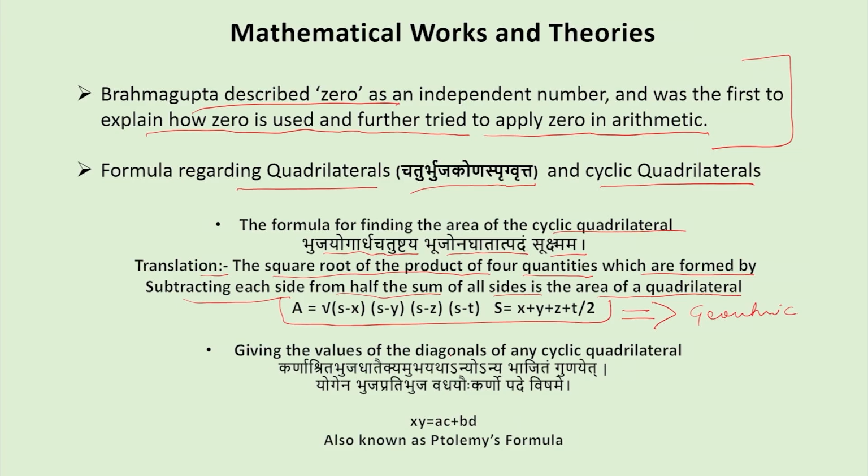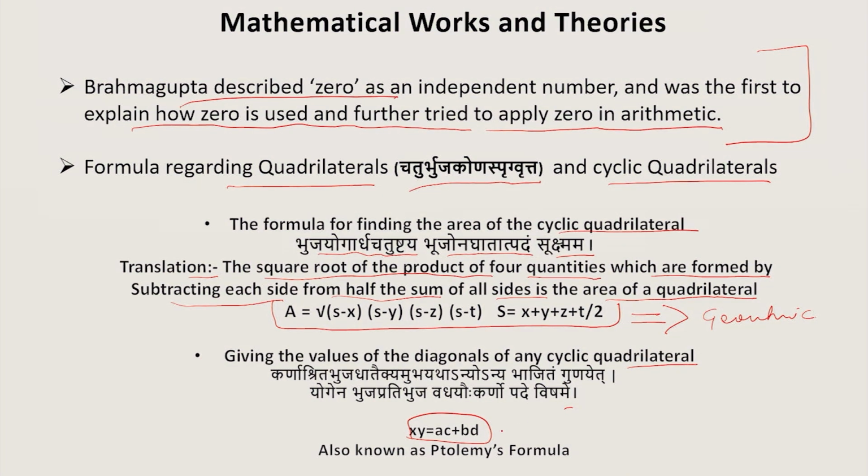Next, giving the value of the diagonals of any cyclic quadrilateral: Karanashrit Bhuj Dhatekyamo Bhayanaryoonyam Bhajitam Gunyet Yogen Bhuj Prati Bhujam Vandharyoh Karnopadam Vishame. This formula was decoded by later scholars and is also known as Ptolemy's formula, because Ptolemy also mentioned this kind of information on cyclic quadrilaterals in his text.